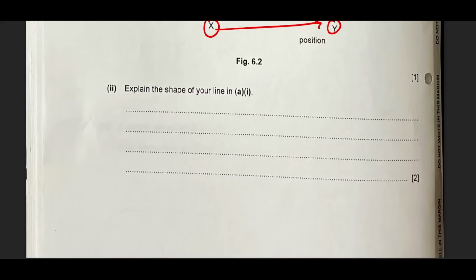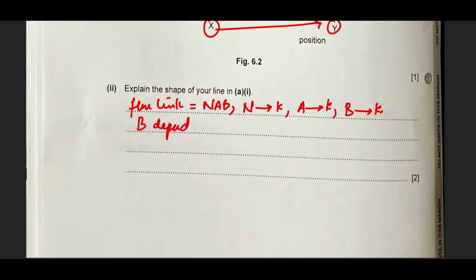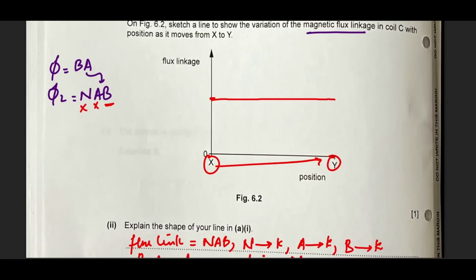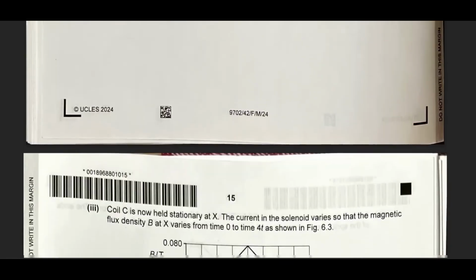He says explain the shape. So first you will write down that the flux linkage, or the formula for flux linkage, is NAB. You will mention that N is constant. You will mention that cross-sectional area is constant. Then you will discuss why B is constant, because B depends on current in solenoid or coil. Since the current is constant, B is also constant, hence the flux linkage, or the complete formula NAB, is constant, right? So there are two physical limitations, N and A, and one electrical limitation, that the current is not increasing or decreasing. Then nothing is going to happen.